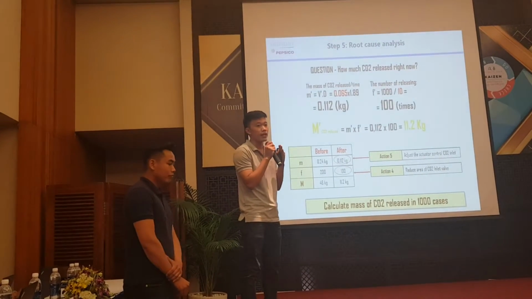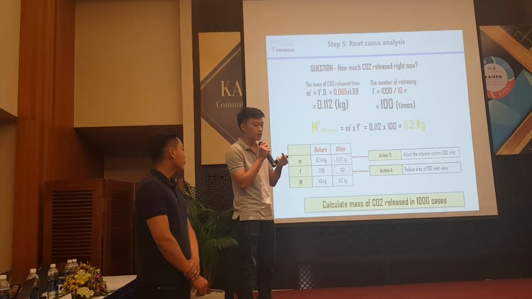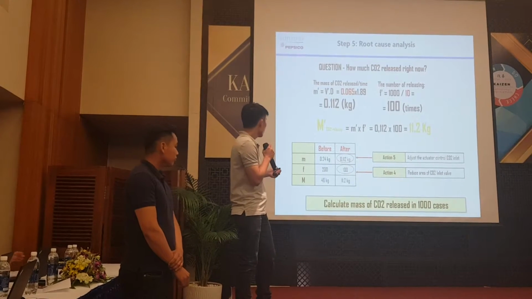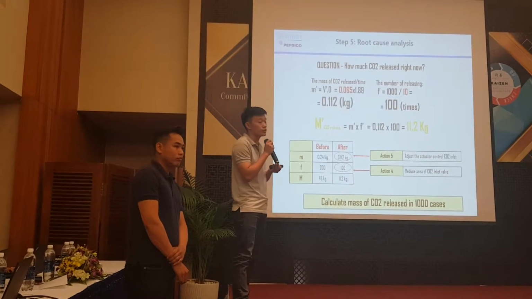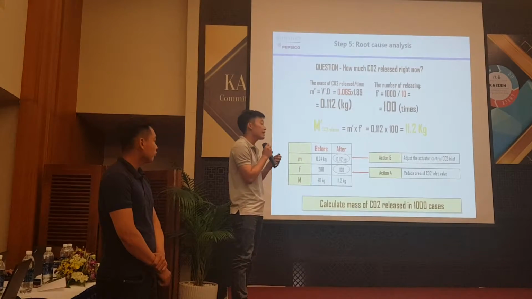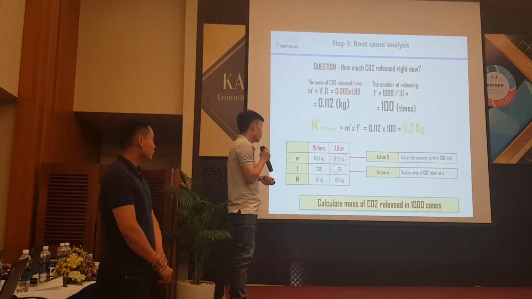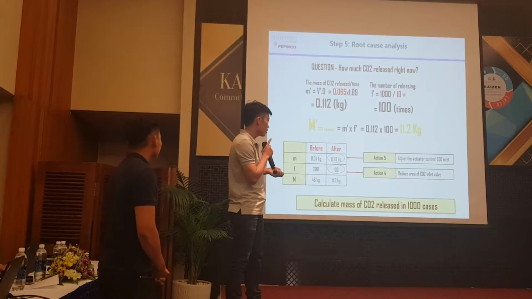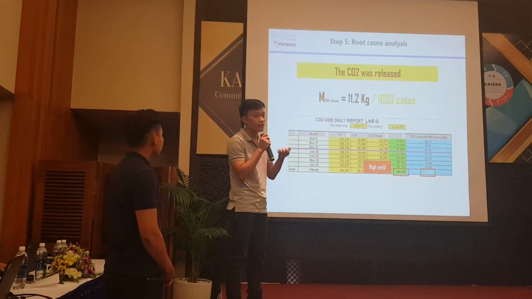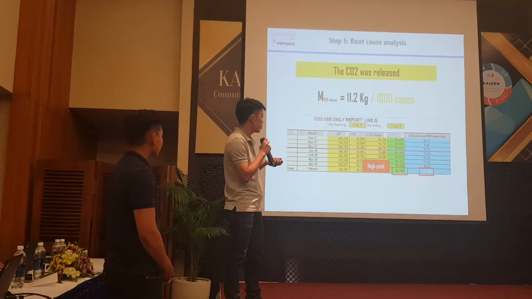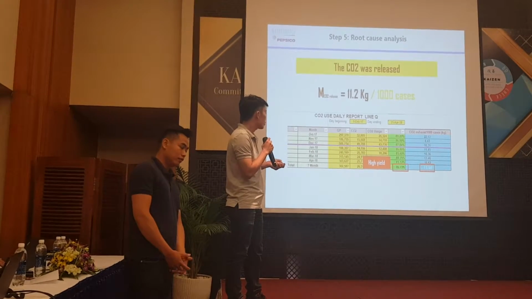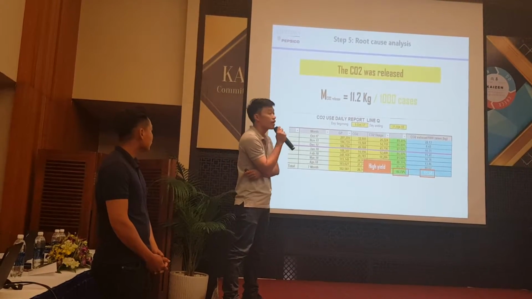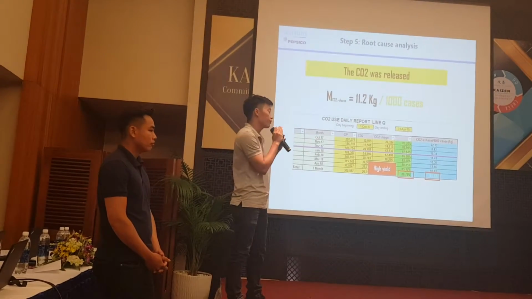And after action 4 and action 5, we reduce the mass of CO2 released per time. Finally, we have a new total CO2 released to the environment: 11.2 kilograms compared to the previous 48 kilograms in 1,000 cases. And after that, we verify with the factory, with reality also. The average number that we get is 11.56 compared to 11.2. It means that we took a correct, effective action.